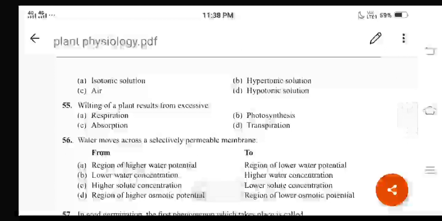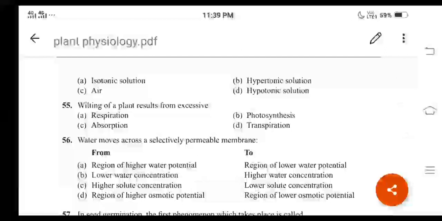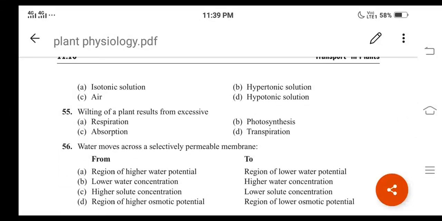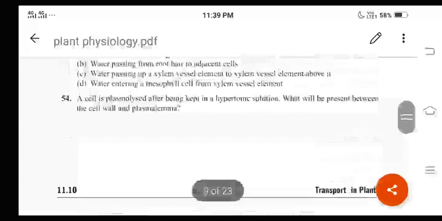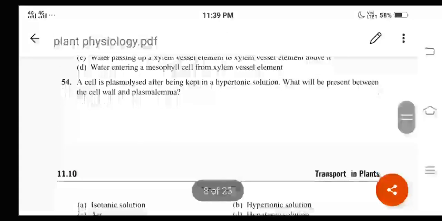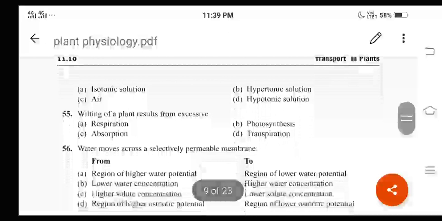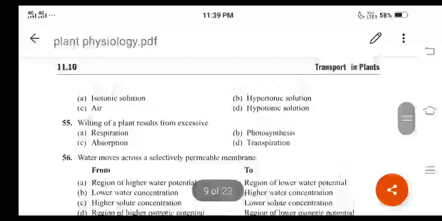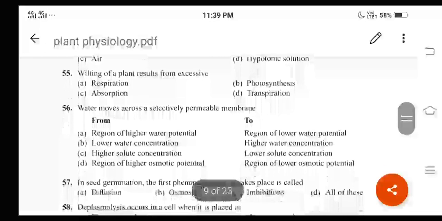One is isotonic solution, second is hypotonic solution, third is air, and fourth is hypotonic solution. Option B is the correct answer, hypertonic solution or high concentrated solution. This will be present between the cell wall and the cell membrane or plasma lemma, right? Option B is the correct answer.